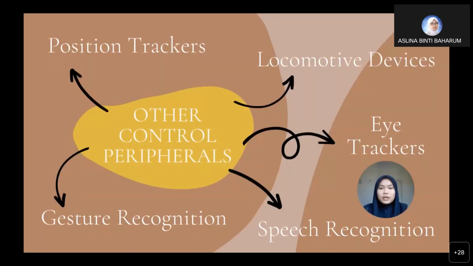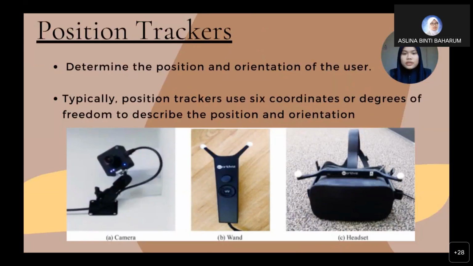Next, I will talk about other control peripherals. There are 5 in this topic. First, position trackers, locomotive devices, eye trackers, speech recognition, and gesture recognition. Position trackers determine the position and orientation of the user. Usually, position trackers use 6 coordinates or degrees of freedom to describe the position and orientation. This is an example of position trackers, as you can see in the slide.